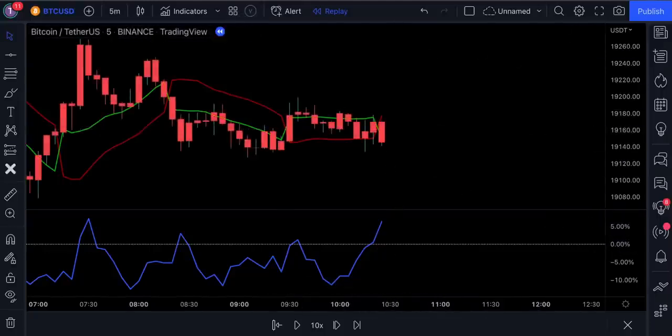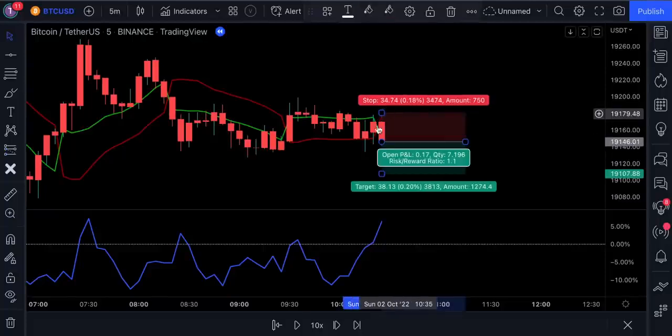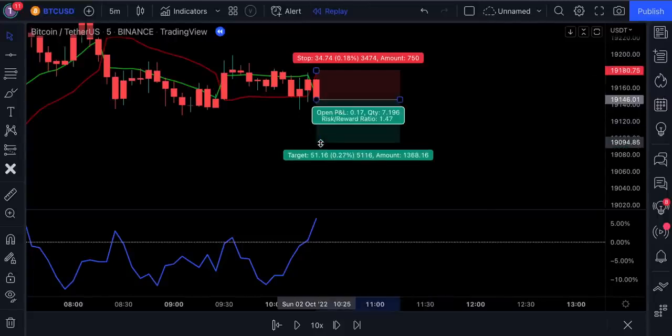If these conditions are met, we can confidently go ahead and place a sell order. The stop loss can be set either at the red line or at the recent swing high. The take profit target will stay the same.